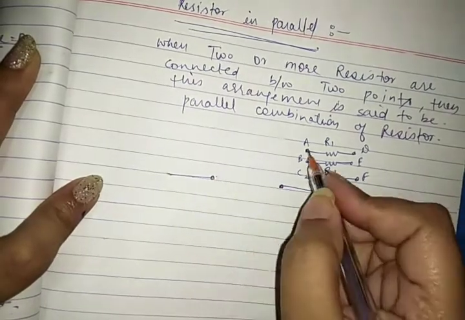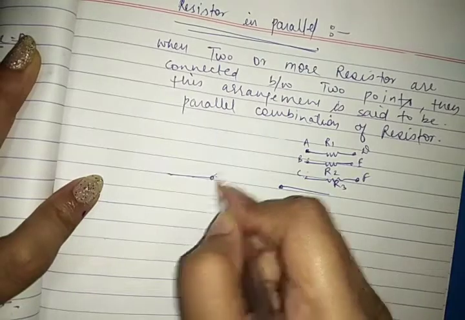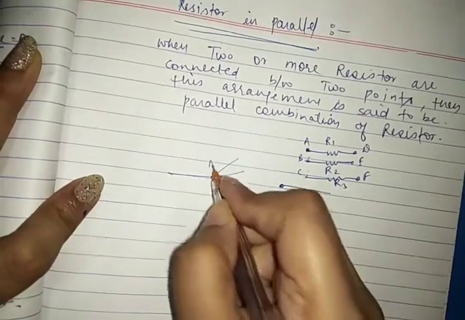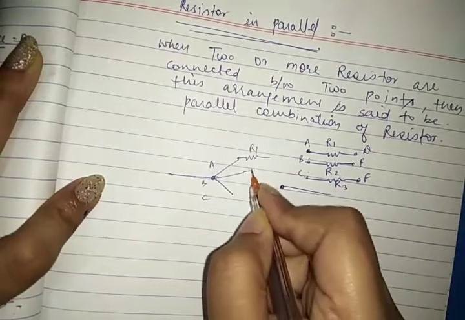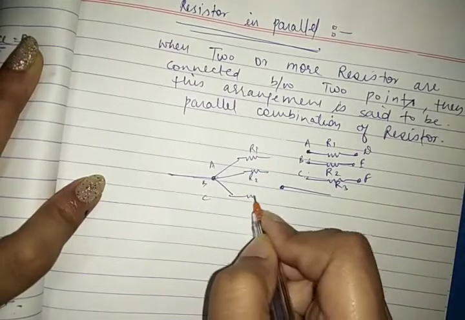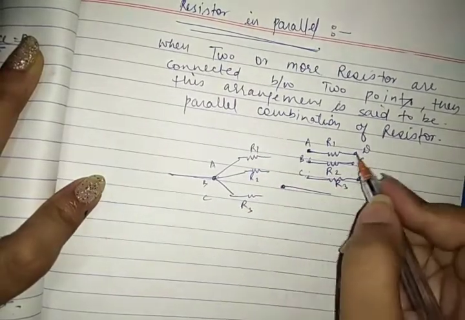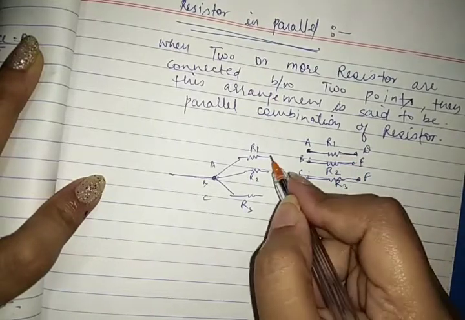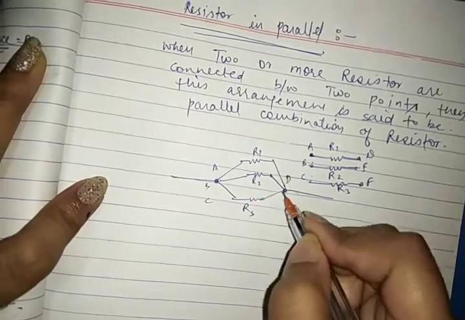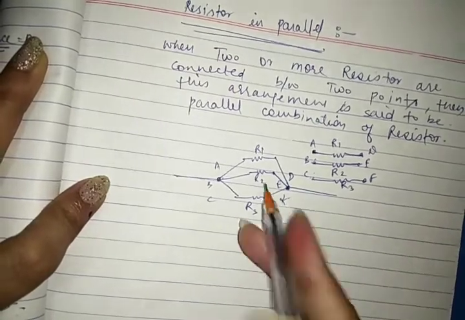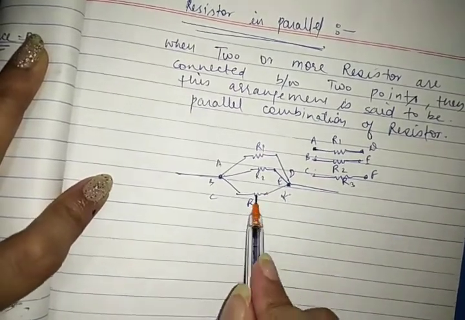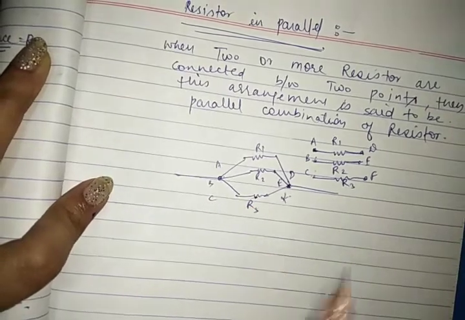That means these points A, B, C will connect to that point. This is A, this is B, this is C. This is resistance R1, this is R2, this is R3. And these points of the resistances D, E, F will connect to this point. If this kind of arrangement takes place, then this is known as resistors connected in parallel.